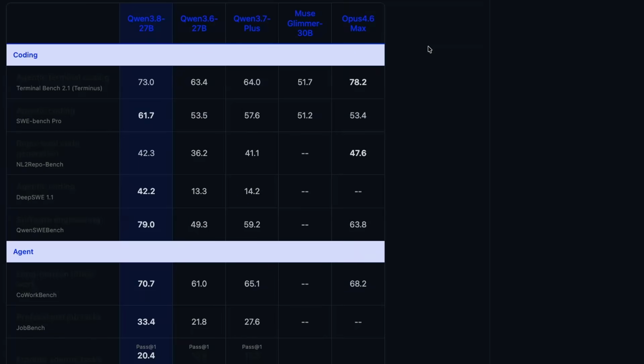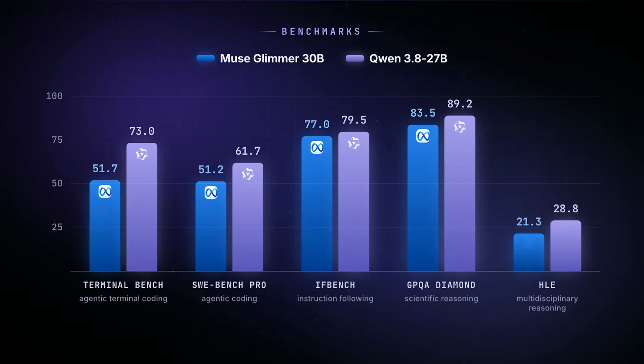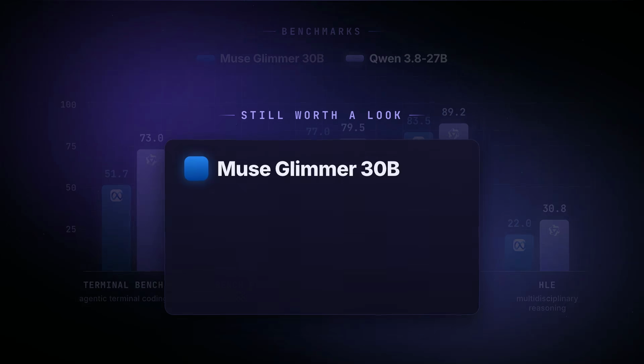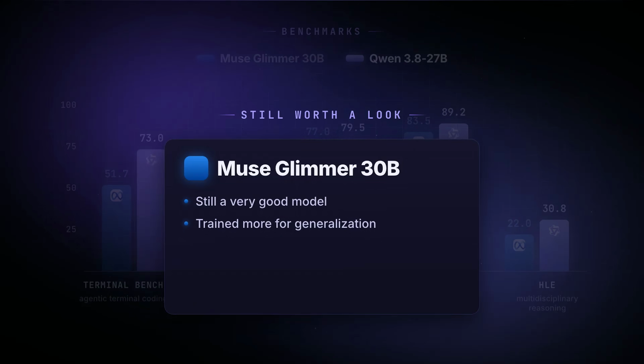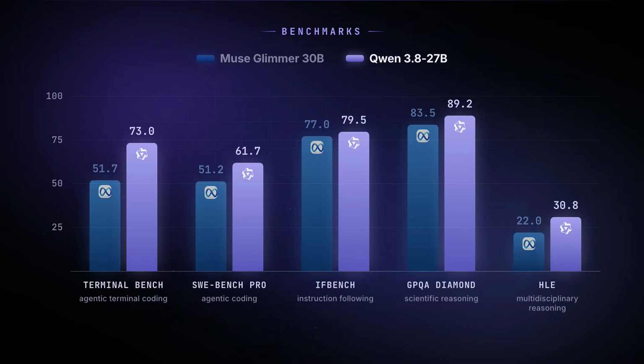All right, so if we come in and look at Qwen's own benchmarks, you can see that the comments that I made back then about the Muse Glimmer were pretty much true, that this model pretty much surpasses Muse Glimmer. Now, I wouldn't totally dismiss Muse Glimmer. I think it's still a very good model. It's been trained a lot more for generalization than the actual benchmarks, so it's still worth testing for your actual use cases. And like I said in the video, I feel that that team is just getting started, so we're going to see a lot more versions of that going forward in the future.